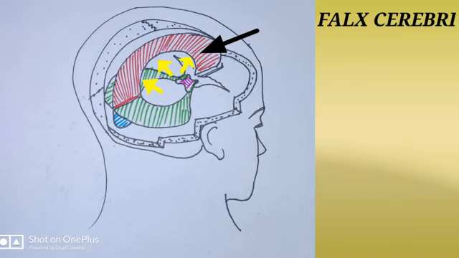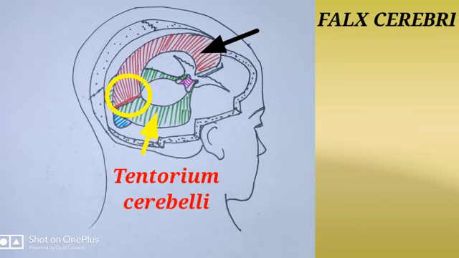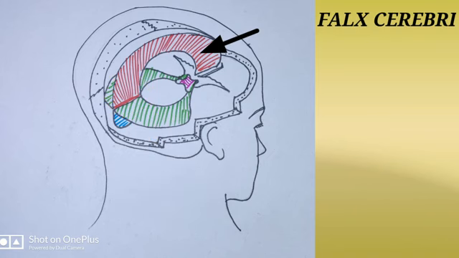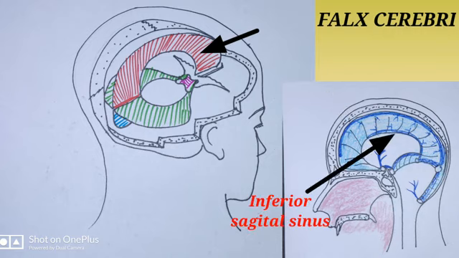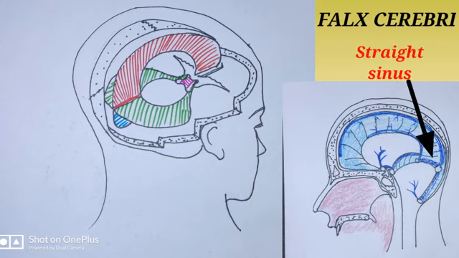Inferiorly, its lower free margin is concave in the anterior part and is attached to the tentorium cerebelli in the midline posteriorly. The superior convex margin contains the superior sagittal sinus. The inferior sagittal sinus is present in its free inferior margin or the concave margin. Straight sinus is present along its line of attachment to the tentorium cerebelli.